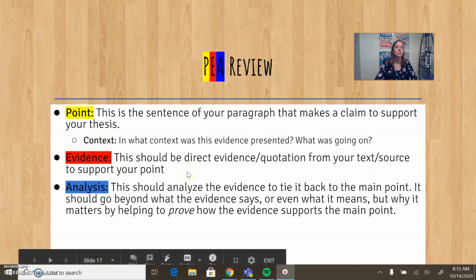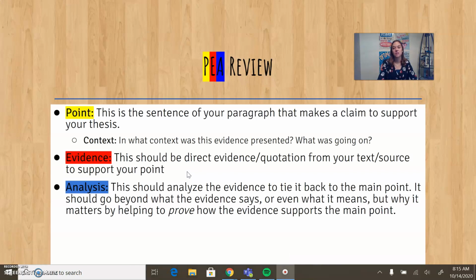So we know that it stands for these things: point, evidence, and analysis. Let's break down each piece quickly so you guys can get to some writing here, okay? So point is always going to be yellow, and this is the sentence of your paragraph that makes a claim to support either your thesis or your topic sentence, again, whatever you're looking at. So think about, what is your prompt? You are breaking down that prompt in smaller pieces. That's where point comes into play.